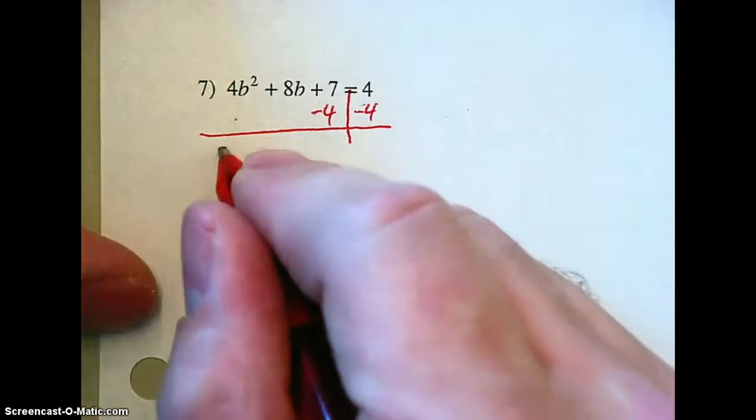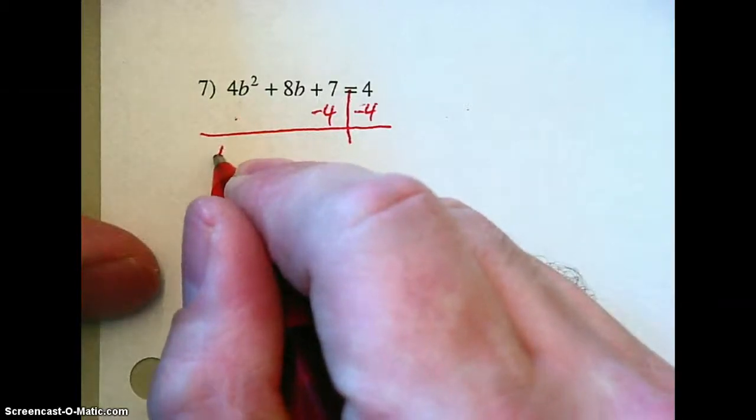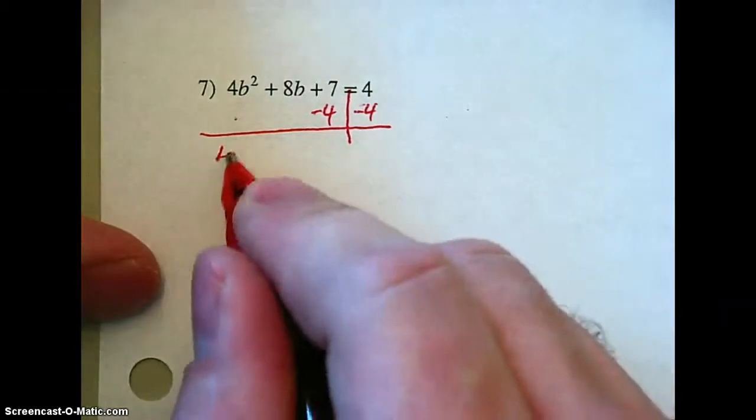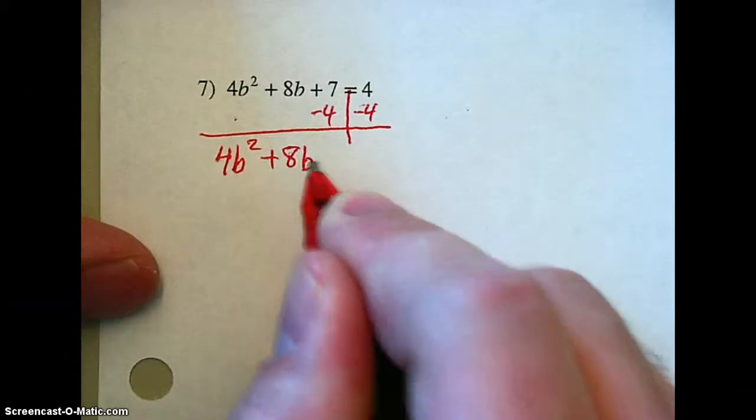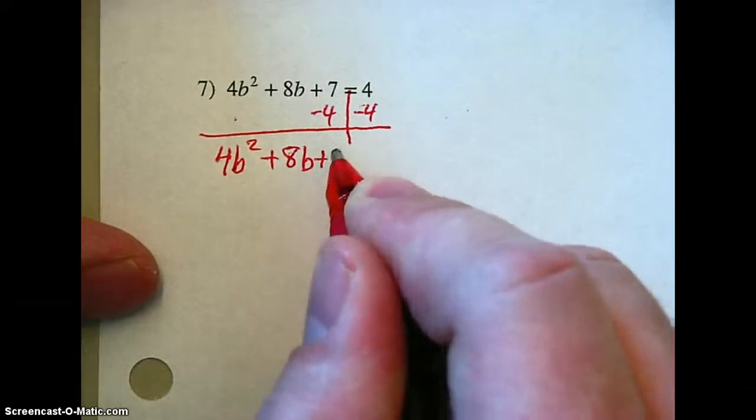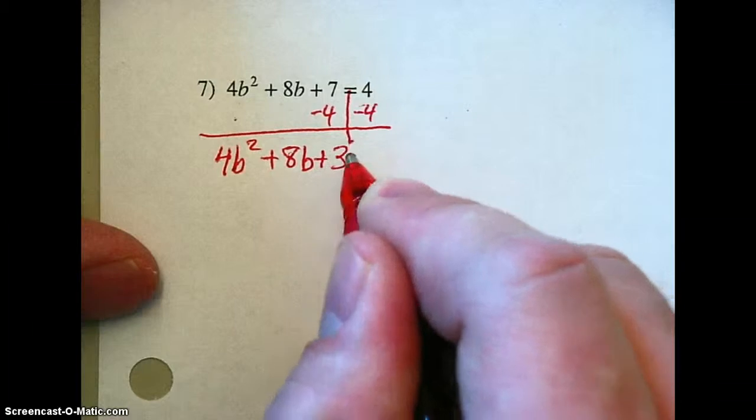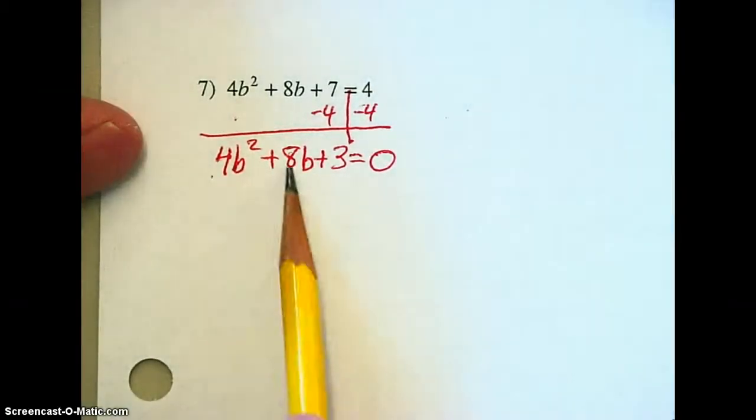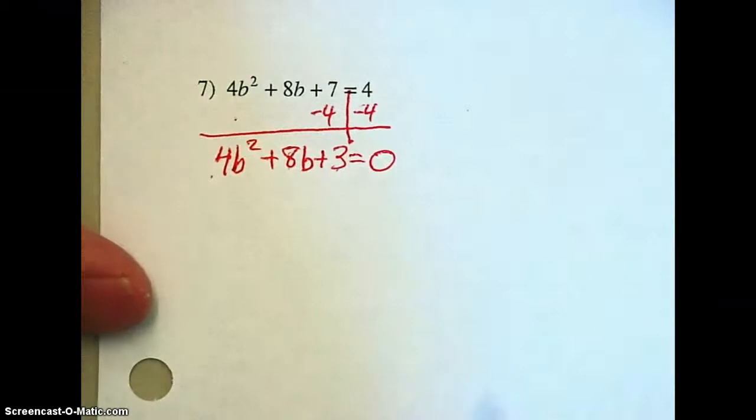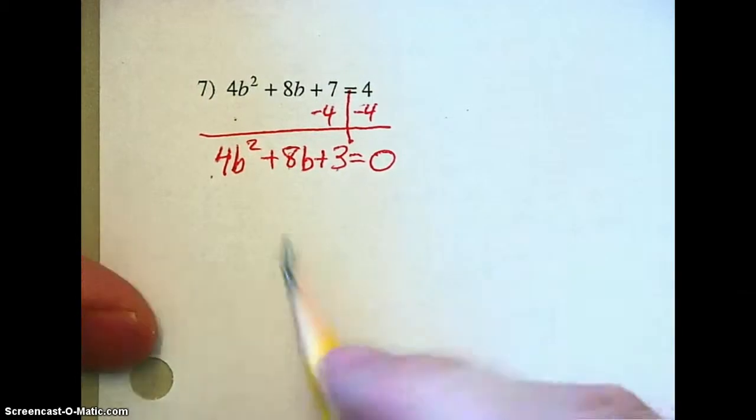So that now gives us 3. What over here? Good. Plus 3 equals 0. Okay, so now can we take out a greatest common factor of 4, 8, and 3? No. So we go through the same process.